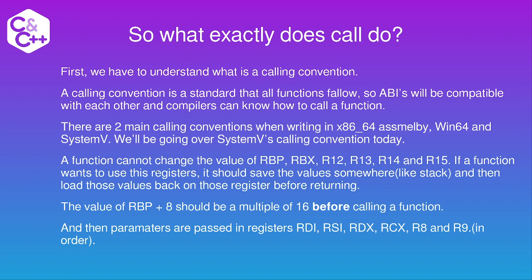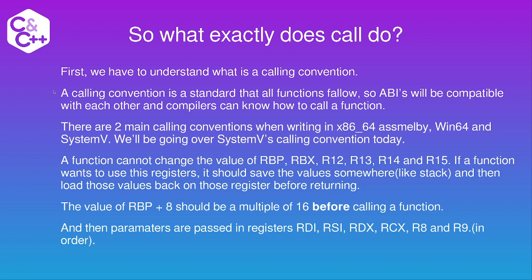The value of RBP plus 8 should be a multiple of 16 before calling a function. Why do we do that? How can I explain this? Some data types require some kind of alignment, like local variables. Let's say a long has an alignment requirement of 8. A function can just assume that the alignment is made for it before calling, so it doesn't have to worry about it. It just assumes that the stack is 16-byte aligned, so it can put its variables there safely.